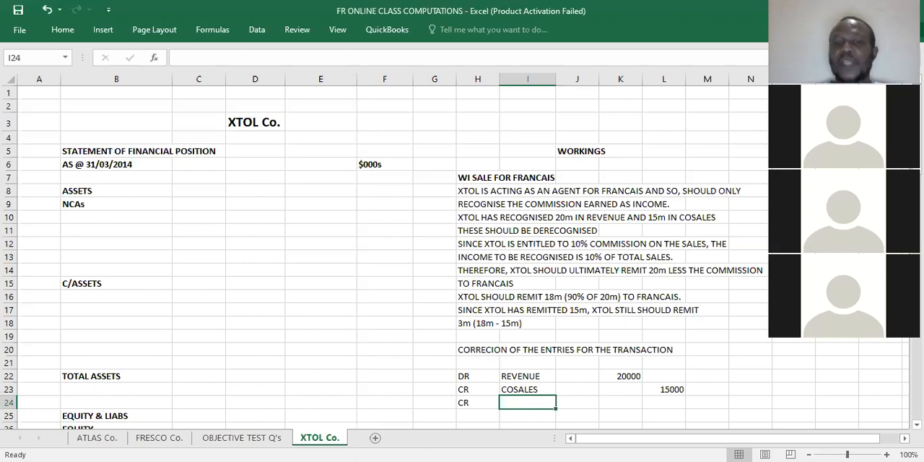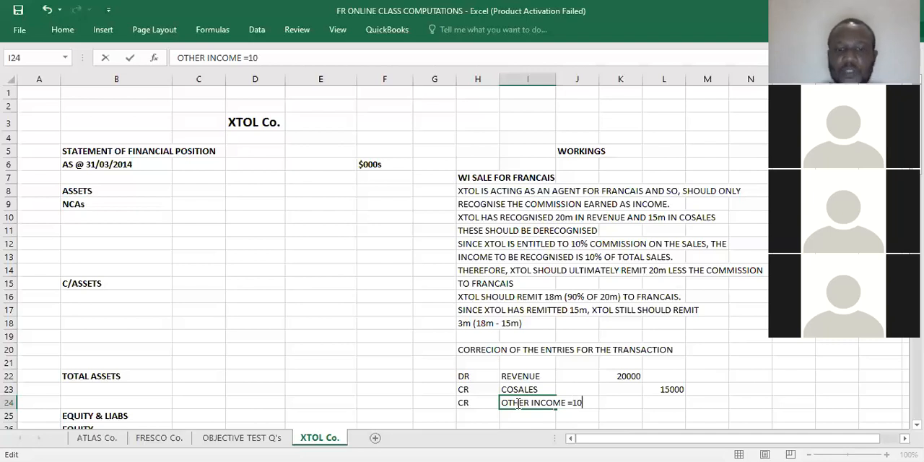However, when you make sales, for example in this agency relationship, we can assume that the sale made for Francis is not a product that XTOL engages in its operating activities. So in that case, the income generated will be recognized in other income. So we'll actually put other income. And for other income, it will be 10%.